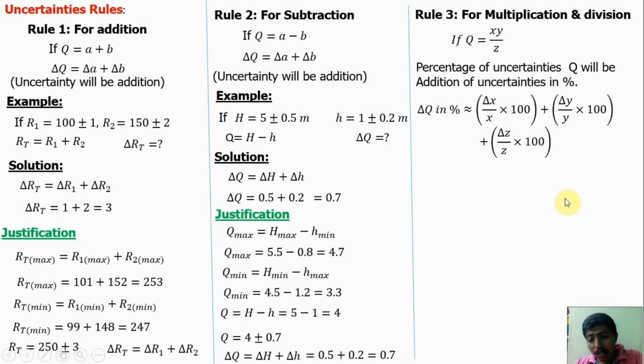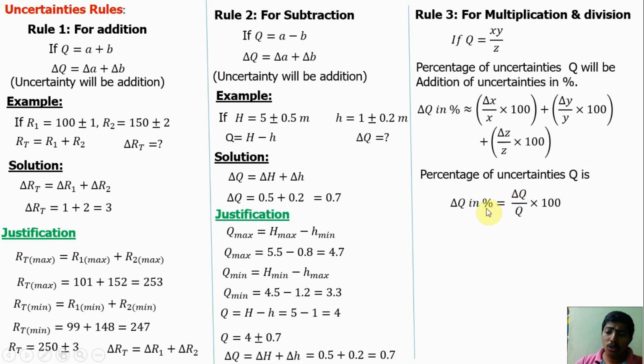So percentage of uncertainties of Q, del Q in percentage, is equal to del Q by Q into 100. So this term del x by x into 100 means uncertainties of x in percentage. Del y by y into 100 means uncertainties of y in percentage. We have to add these uncertainties in percentage for multiplication and divisions. Okay. Justification.